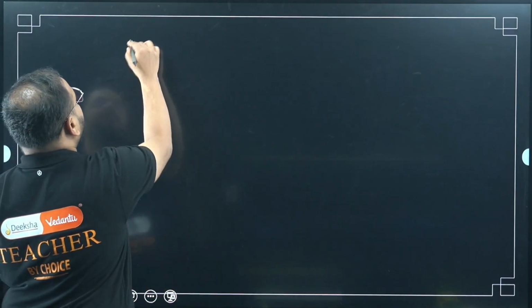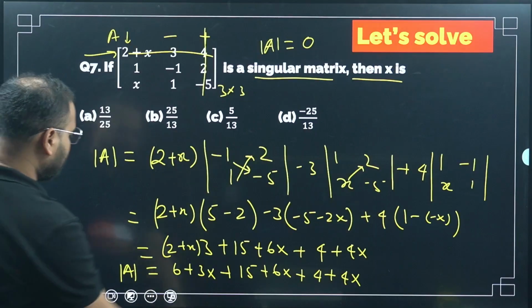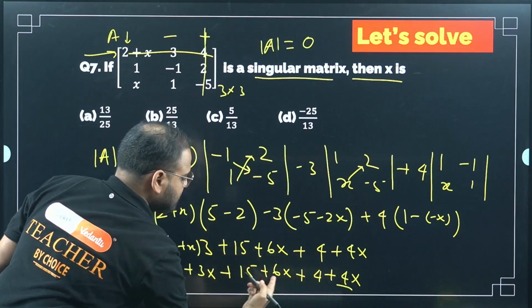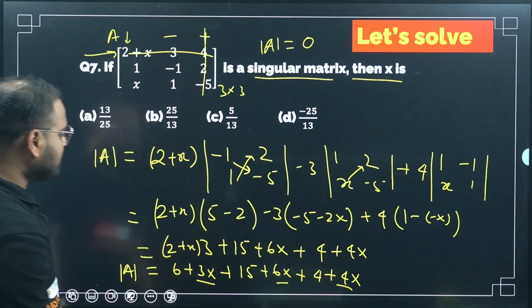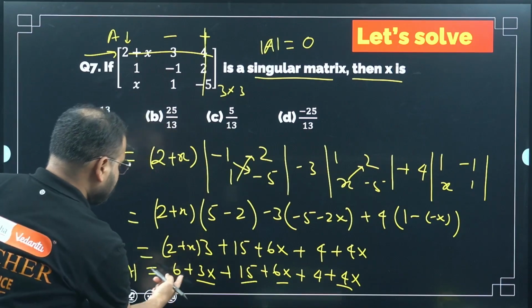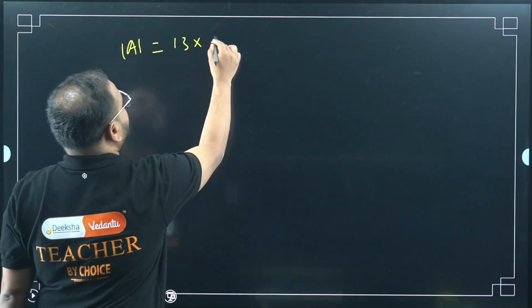So let me write it here: 13x. Please cross check again. 6x plus 4x is 10x, plus 3x, you can also do 13x. Okay, what about the numbers? 15 plus 6 is 21, plus 4 is 25, plus 4 is 25.